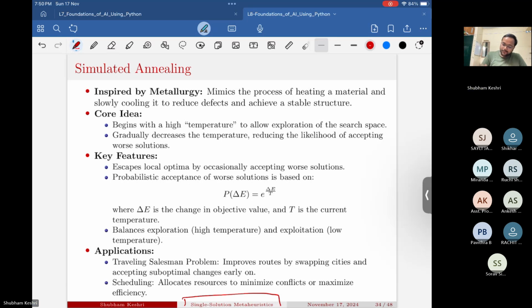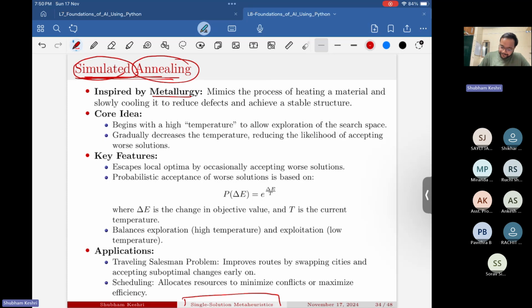So what is the idea of simulated annealing? In metallurgy, this algorithm is inspired by annealing. Annealing is when we have some material, some metal, heated to a very high temperature and then cooled. By doing so, the atoms of that element are aligned in such a way that the strength of the material increases. And over here we are simulating the process of annealing to do some search. That is why this method is known as simulated annealing.